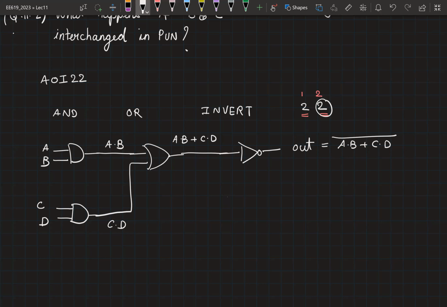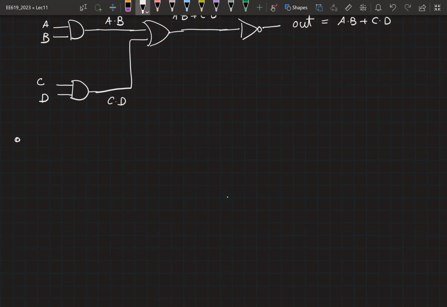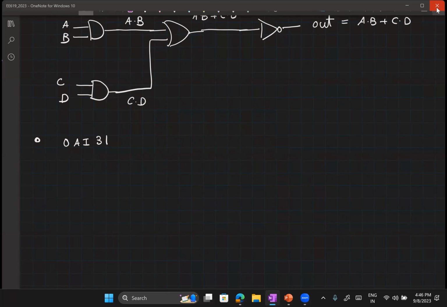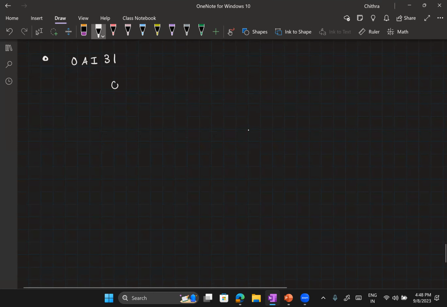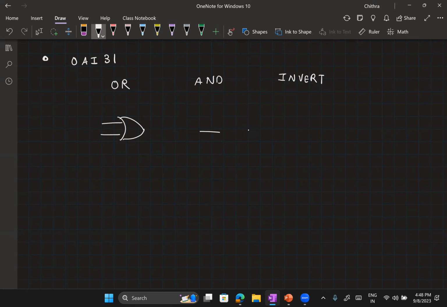Okay. So one last question for you to try out right now. Implement OAI31 using single stage at transistor level. Right, let's do OAI31 together. So this is OR AND invert. So you know that the first stage is an OR gate, second stage is an AND gate, and the last stage is an inverter. How many digits do you have? Two. So this means that the second stage has two inputs. So you need to connect one OR gate and the other also goes to another OR gate.